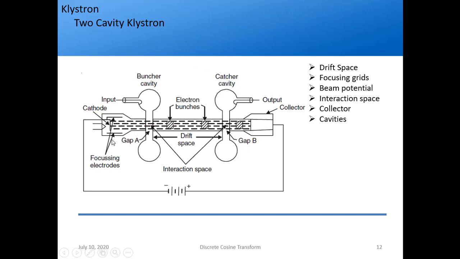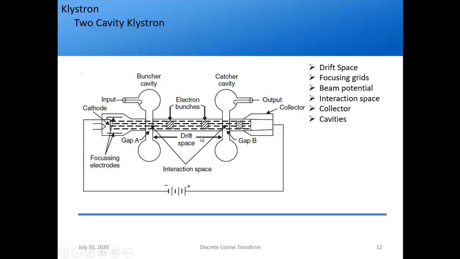Then I talked about focusing grids. Then what is beam potential? The voltage given at this DC source is the beam potential. So the velocity of the electrons is decided by the beam potential. Okay. Again, the velocity of the electrons will be decided by the beam potential. Then we have interaction space. What is the interaction space? The space between the focusing electrodes, that is, between the extreme ends of the circular waveguide, is the interaction space. So that is shown here. Okay. And it is mainly along the cavities, because the interaction will happen there.